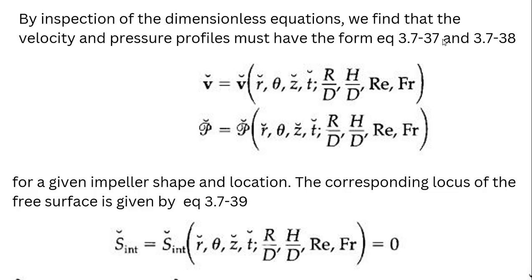After that, we get the velocity and pressure profile in the form of this, like velocity should be a function of r, theta, z, t, the ratio of impeller radius and impeller diameter, tank radius and impeller diameter, and the height of the tank and the diameter, Reynolds number and Froude number. And similarly for the pressure profile, and for a given impeller shape and location, the locus of the free surface is given by the following equation.